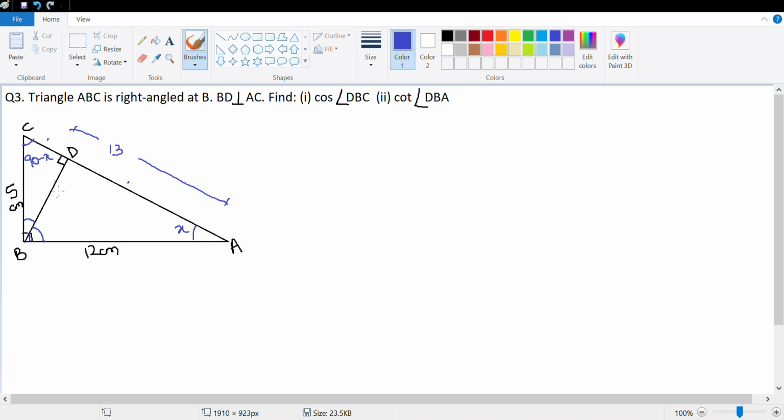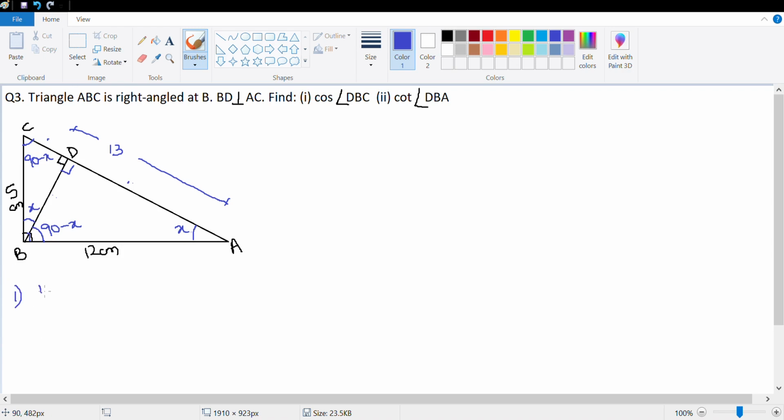Good. Now let's look at this small triangle BDA. Now in this BDA, this angle is 90, this angle is X, which means this angle here is 90 minus X. Okay. Let's look at this small triangle BCD. This angle is 90, this angle is 90 minus X, which means this angle is X. Let's see how does this help me. Let's just write this down.